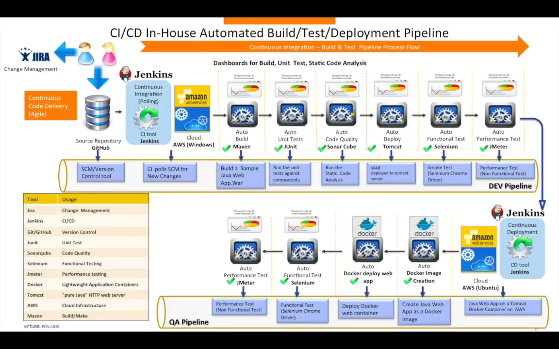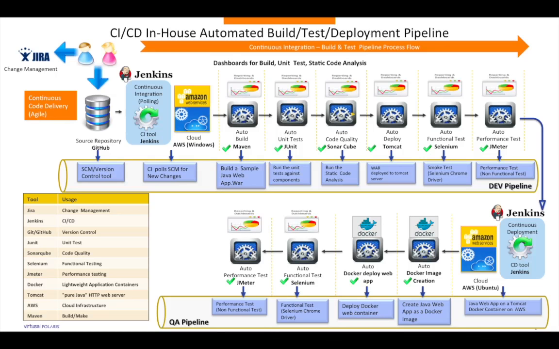Today, I'm going to walk you through a short demo to showcase the continuous integration and continuous deployment pipeline. We will use a sample Java-based application which is hosted on a Tomcat server. We will show you how a change made by the developer to the application's source code flows through various functional areas like build, unit test, static code analysis, functional test, and performance test.